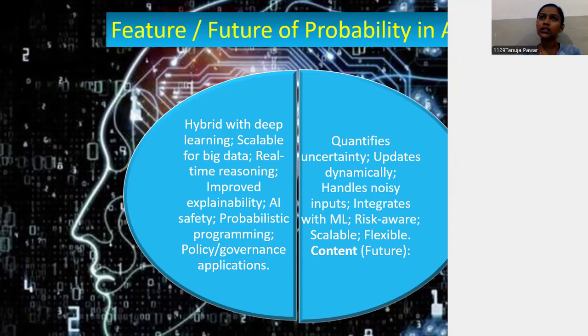It quantifies uncertainty, updates dynamically, handles noisy inputs, integrates with machine learning, is risk aware, and is scalable and flexible. The content was the future.